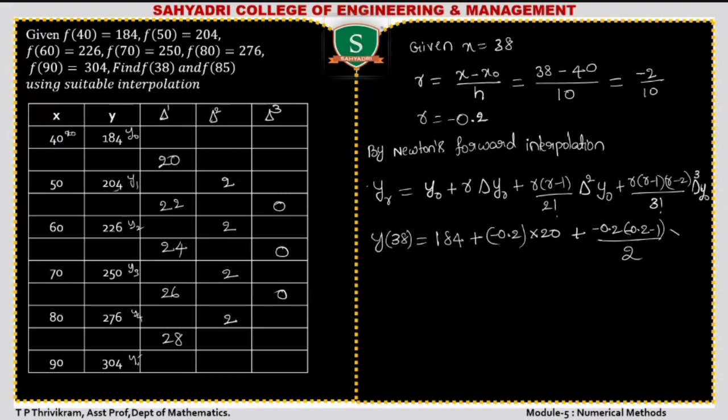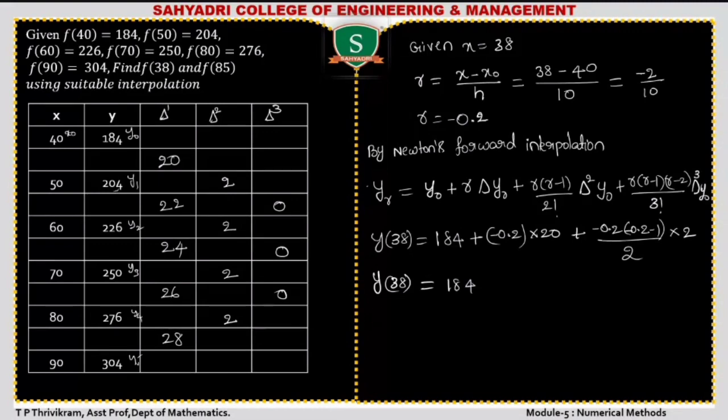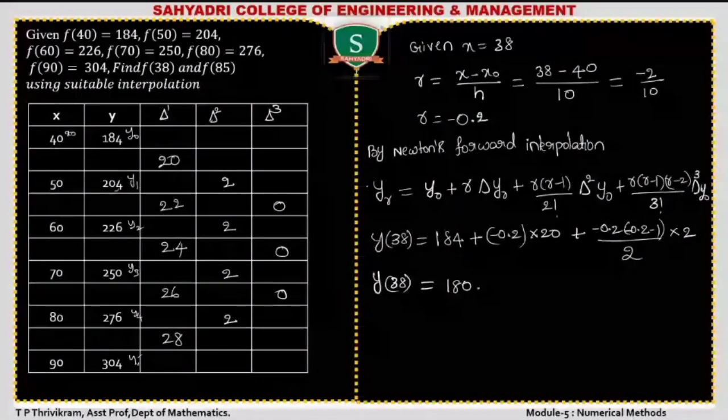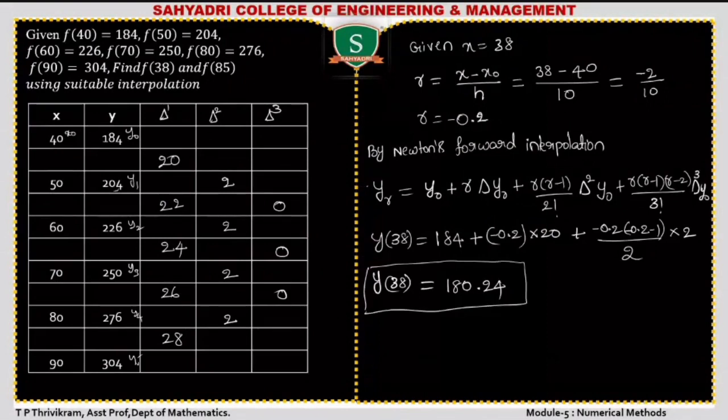Second order difference, it is 2. Third order difference is 0, so no need to write. Y at 38 is equal to how much you'll get if you do all these things, 184, otherwise you calculate in Calci and tell me the answer. I think you'll get 180.24. Okay, so that's it. So therefore, this is the y value at 38.